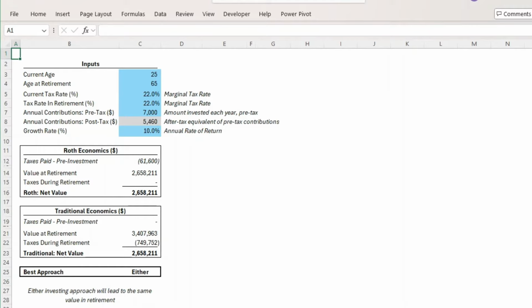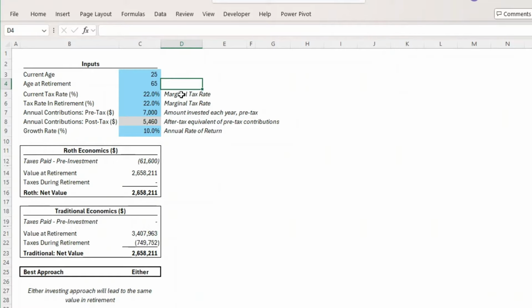All right, let's jump in. To start, we have a few inputs to consider. Let's start with your current age and your age in retirement. These are important for essentially determining the time horizon for your investments. In this case, we have a 40-year time horizon from age 25 to 65. But of course, these are inputs and can be adjusted as needed.